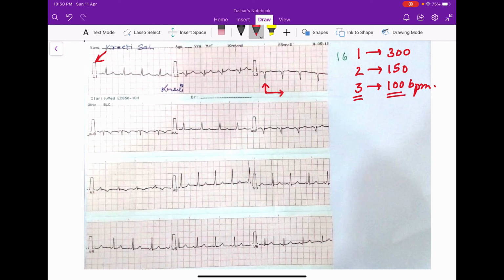By the second method, considering the number of large boxes, putting the formula, we come to a result of 300 divided by 3, which is again 100 beats per minute. By using the third formula, which is 1500 divided by the number of small boxes, which will be 15, we again come to the same result, which is 100 beats per minute. So this is how we calculate the heart rate on an ECG. Hope you all have understood properly how to calculate the heart rate looking at the ECG pattern.